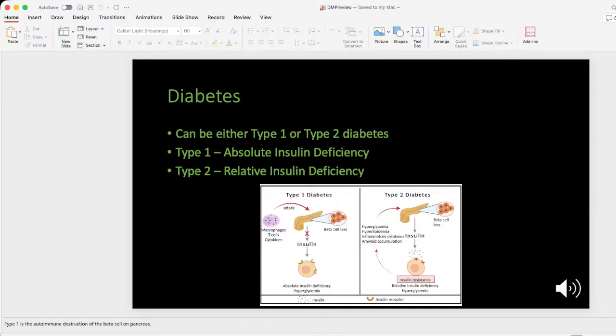In this case, I do want you to note the differences here. Type 1 is the absolute insulin deficiency, and type 2 is the relative insulin deficiency. So those are the differences here. And you can also see other things that happen, especially in type 2, where there is hyperlipidemia, inflammatory cytokines, amyloid accumulation. So it gets pretty messy.